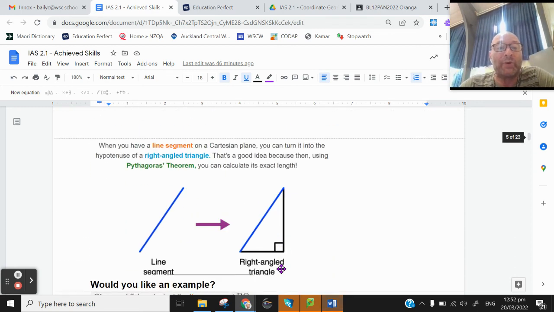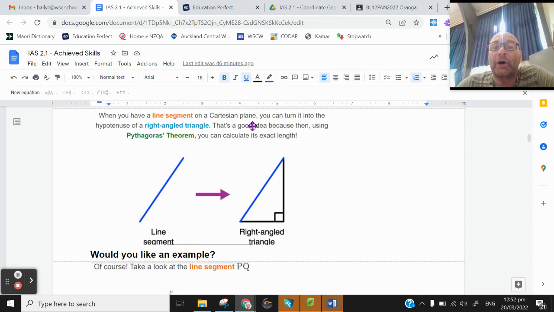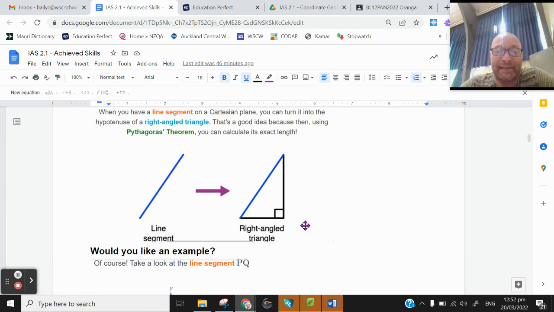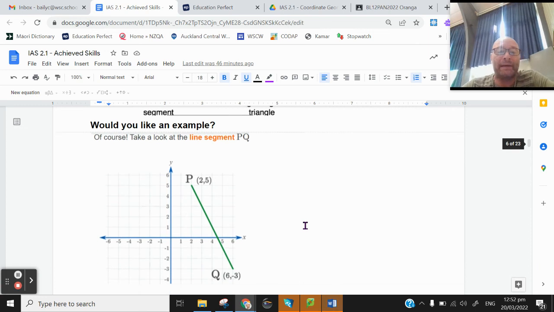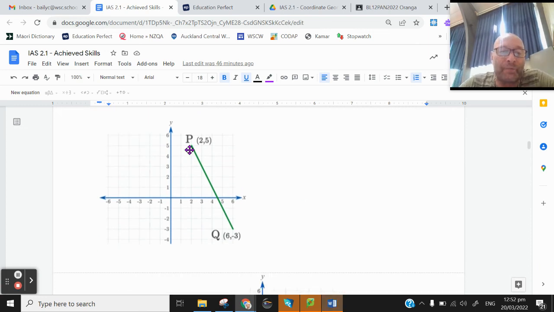Okay? Now, when you have a line segment on a Cartesian plane, you can turn it into a right-angled triangle. Here's what you're going to do. If there's your line segment, you just draw a line straight down parallel to the y-axis, draw a line to the right from the line segment along the x-axis, and that's going to then give you our right angle triangle. So looking at this one, we want to find the length of line segment PQ.